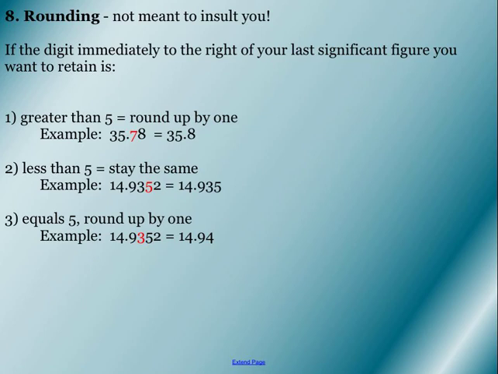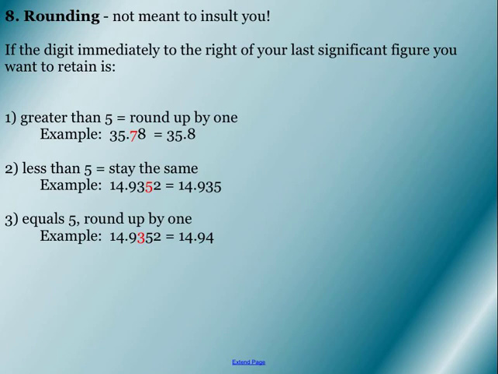For number 2, if the number at this point is less than 5, you stay the same. For number 3, if you're rounding here to the hundredths and it's 5, you round up by 1. Just make sure you only have to round if you're actually forced to with sig figs. You still want to measure appropriately, because your measurements should always have the right amount of sig figs.